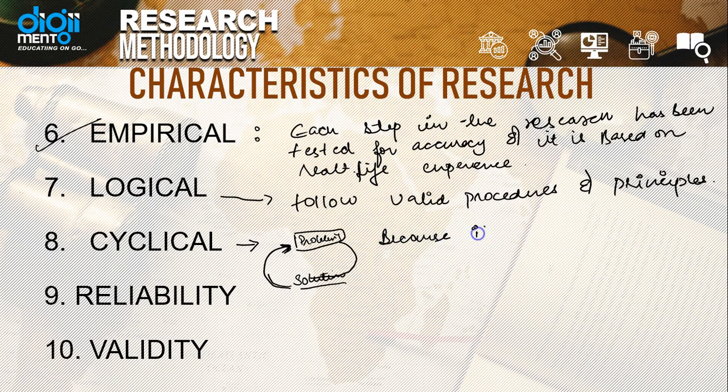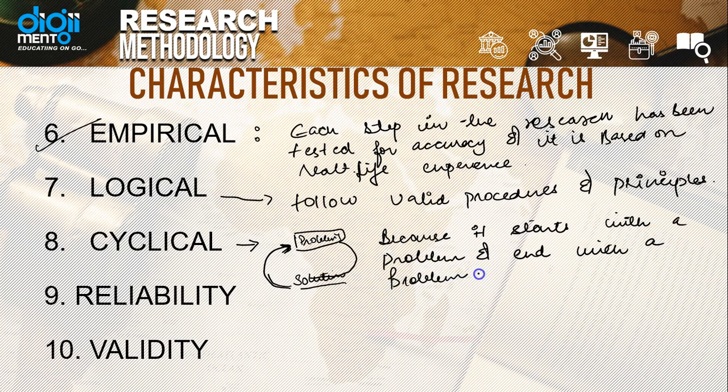because it starts with a problem, so that some other researcher is going to solve it. Okay, and you also solve it, but after the solution you find some other problem also in the research process. So now the next one is reliability.